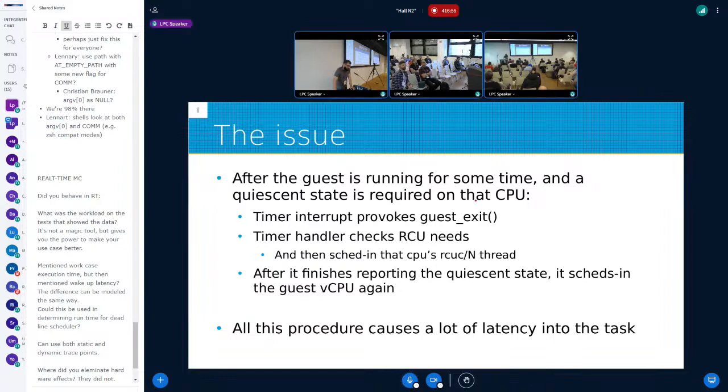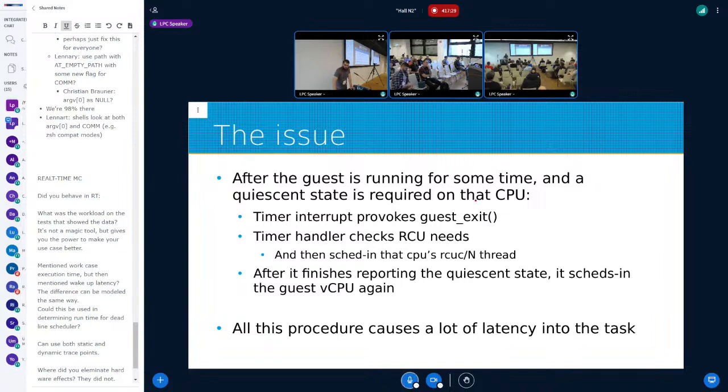Well, let's say that you just entered the guest. You report a quiescent state, which is already happening. You run your guest for a long while because your vCPU is doing a lot of work. And at some point, the timer will just interrupt you and say, well, you need to report a quiescent state because I have another CPU there that's waiting for this. And then it reschedules out your vCPU and schedules in the RCU thread.